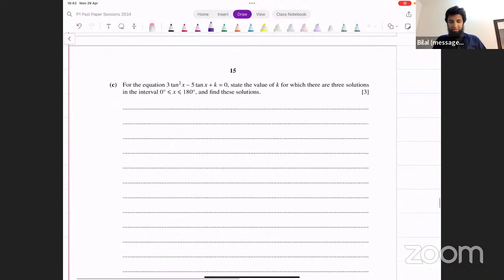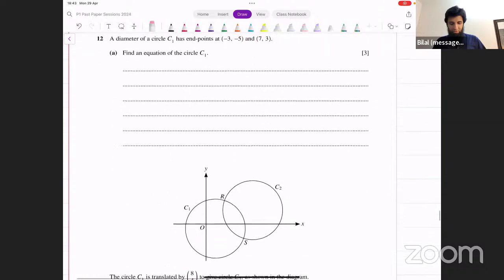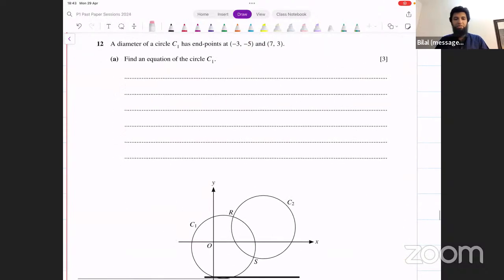This part C actually looks interesting. Make sure that you've tried this. Okay, so this is the next one that you're asking about. Question number 12 from this paper.